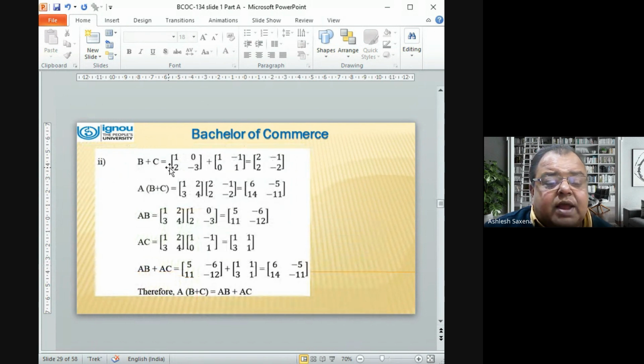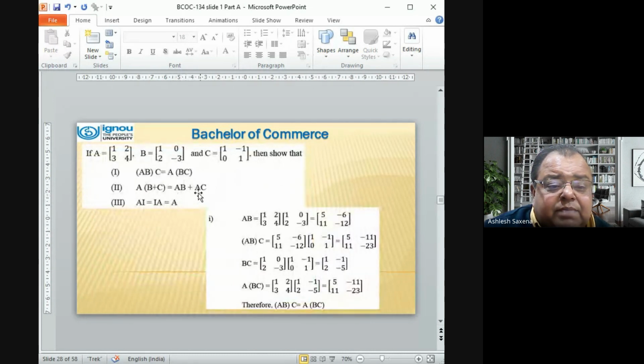Now, what is this? First of all, we will calculate B plus C. B plus C will be 2, minus 1, 2, minus 2. Here it is, B plus C. Now multiply this A with this sum. Your A is 1, 2, 3, 4. And your B plus C is this. You get 6, minus 5, 14 and minus 11. Now, leave it. We will be moving to the right hand side.